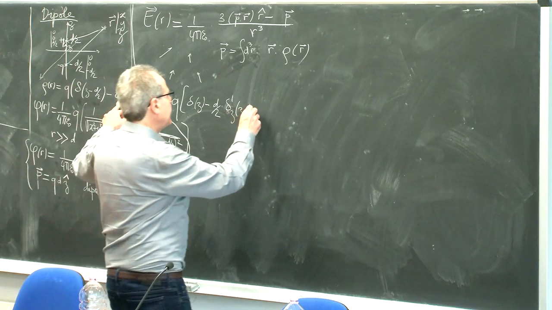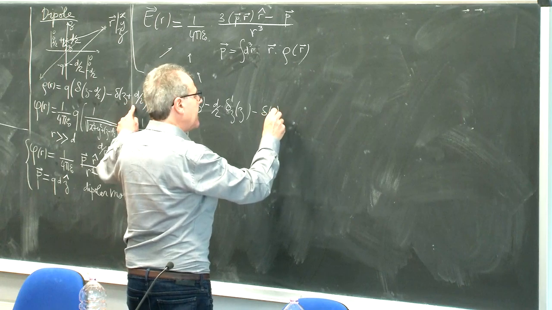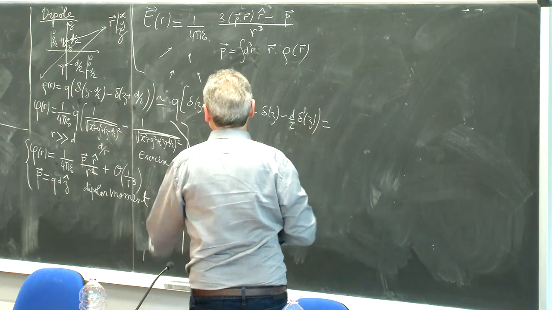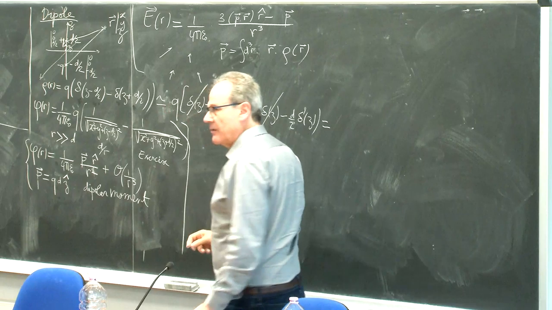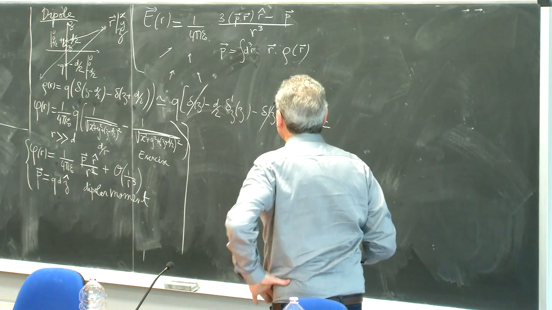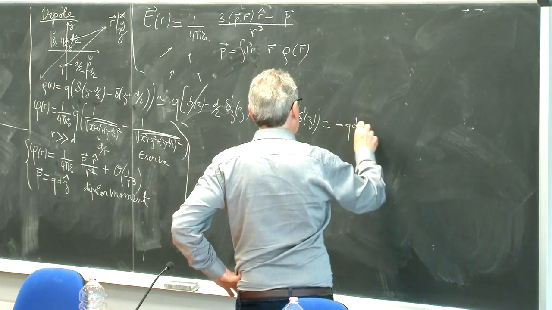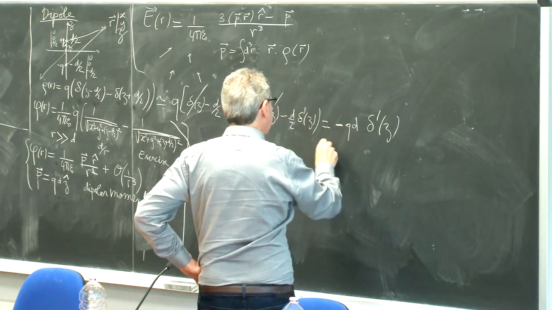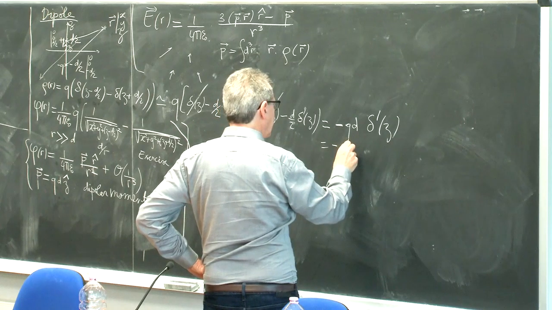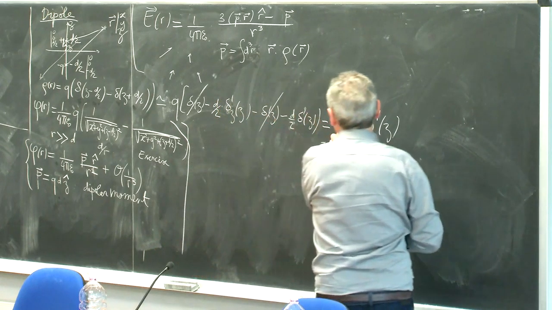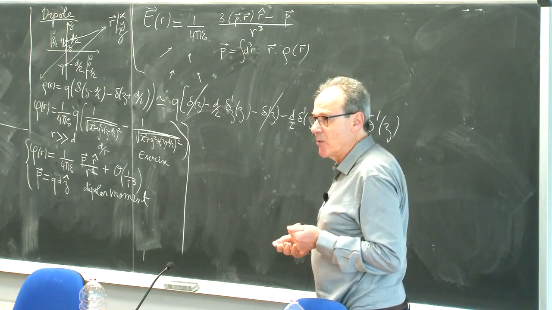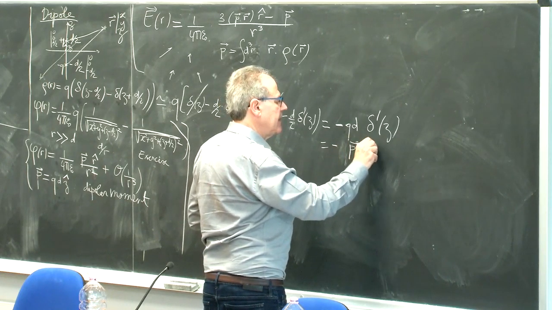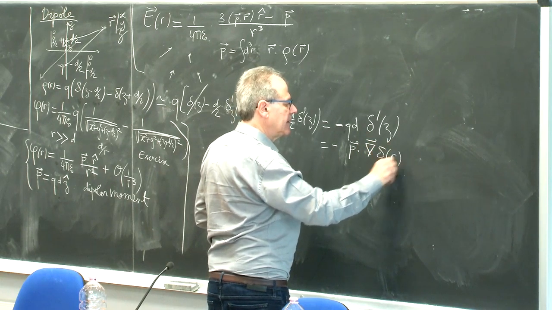And the other one is minus delta of z minus d over 2 delta prime of z. And therefore, the delta disappears, which is a sign that the system is neutral. And you get minus qd delta prime of z, which in some sense is just minus qd. So you can write it, if this is the dipolar moment, as minus p gradient delta of r.